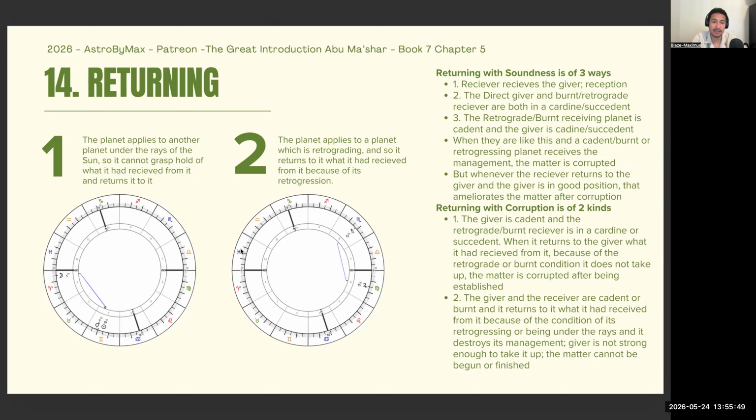So again, this is about literally giving situations to people, giving things to people, and also returning them as well, and the types of returning that come from them as well.